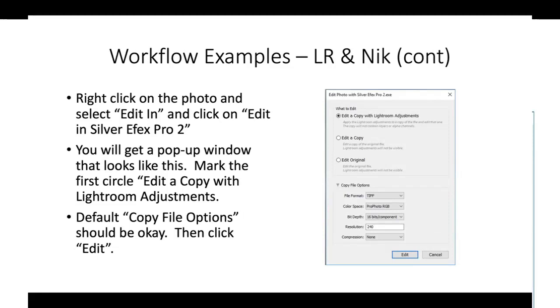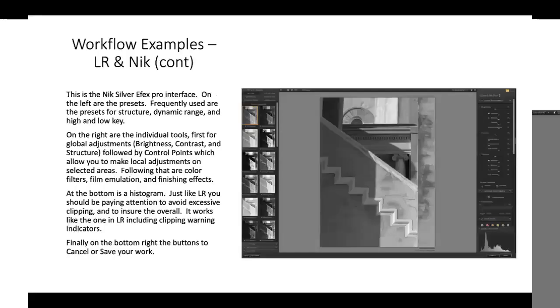And generally speaking, the default file copy option should be okay. Note that you can't use a PDF in Nik. You've got to use either a TIFF or a JPEG or one of those. It doesn't handle the Photoshop PSD option. And then you just click Edit. And now you've got the Nik Silver Effects Pro.